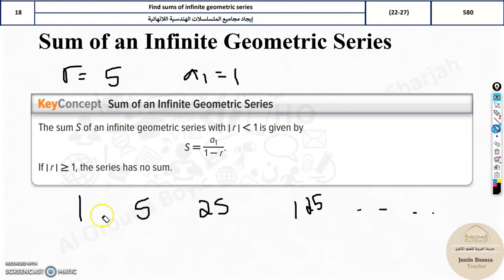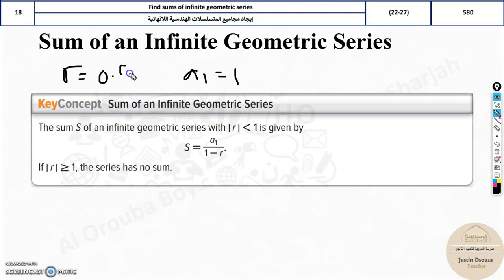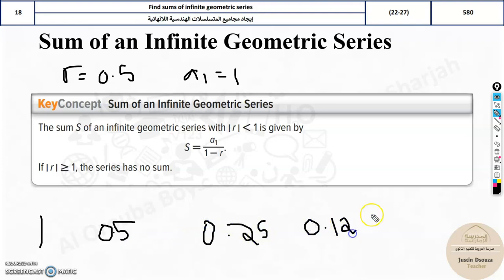Let me remove these, and the r, let me make it 0.5 instead of 5. Now the first term is 1, next will be 0.5, next will be 0.25, 0.125, 0.0625, and it goes on. So what is happening? It is becoming smaller and smaller and smaller. It becomes nearly zero.